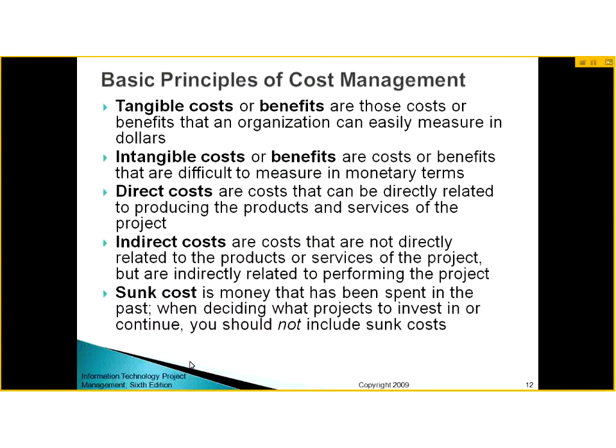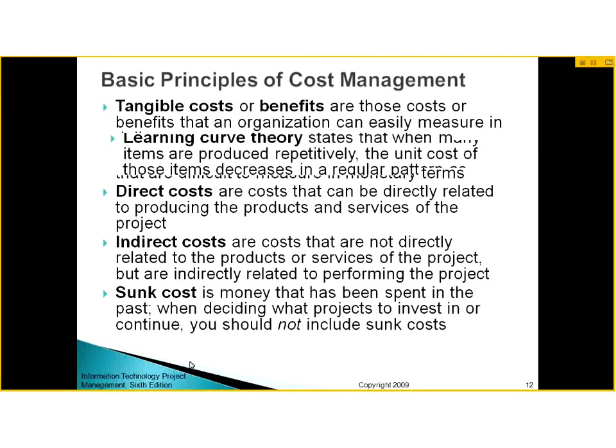Then tangible costs or benefits are those costs and benefits that an organization can measure in dollars, and intangibles are the ones which cannot be measured in monetary terms. Direct costs are the costs directly related to the production of goods and services, and indirect costs are those not directly related to the products and services. And sunk cost is the money that has been spent in the past when deciding what project to invest in. So when you take some time to select a project, that money is not included in any project, and this is called sunk cost.